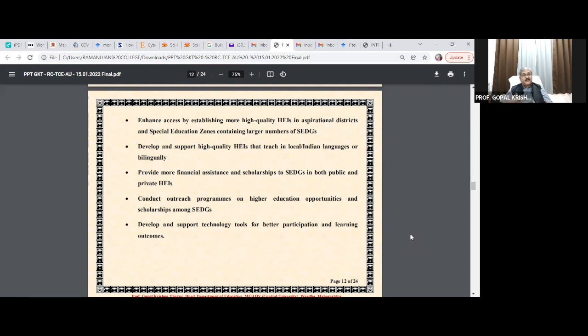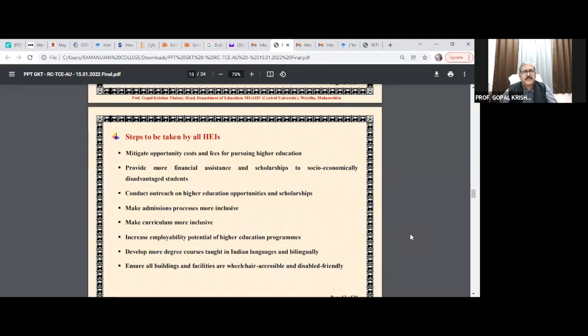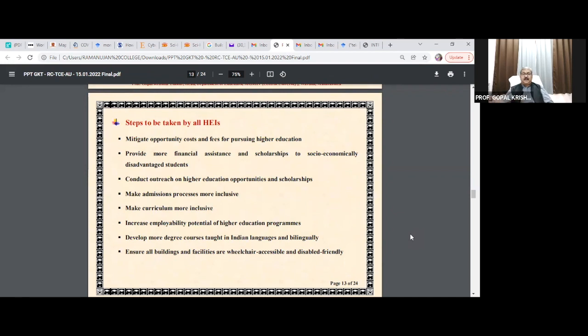It has been estimated that each of the districts of this country needs at least one university. So far, there is a concentration of universities in particular areas, and some areas are deprived of any higher education institutions. Today we have 900 universities. This country needs around 1,500 universities, and these autonomous colleges have been visualized in this national education policy.